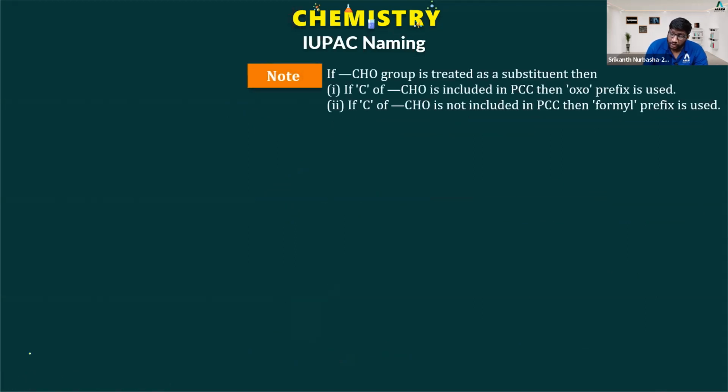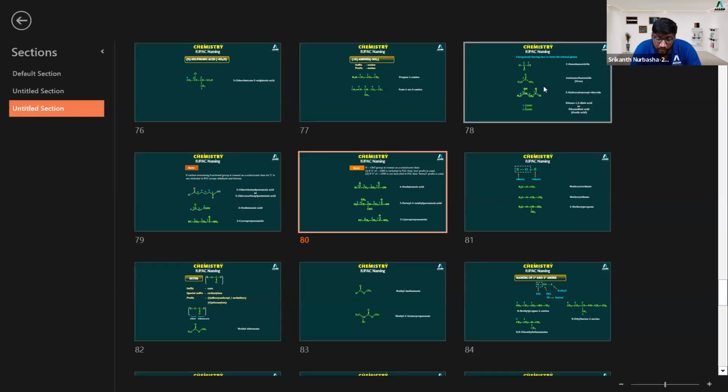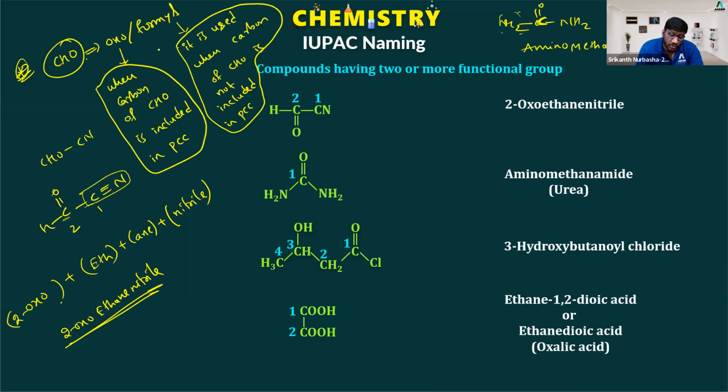Note, next point. If the CHO group is treated as a substituent, and the carbon of CHO is included in the parent carbon chain, then the oxo prefix is used. If the carbon of CHO is not included, this is the same rule I have told you earlier. If you remember, I have written some rule here. Yes or no? For CHO, you can use the prefixes oxo or formyl. You use oxo when the carbon of CHO is included in the parent carbon chain. When the carbon of CHO is not included in the parent carbon chain, then you have to use formyl.